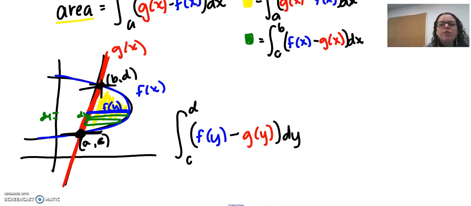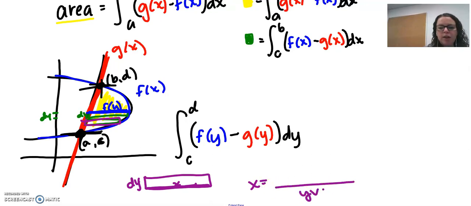Again, our concept here every single time is a rectangle. So this rectangle, if I were to take it out and look at it as one purple rectangle, this has dy for the width. This then is a horizontal distance. It's an x value, which I would write then x equals a bunch of stuff that deals with y values, because x is what I'm looking for.